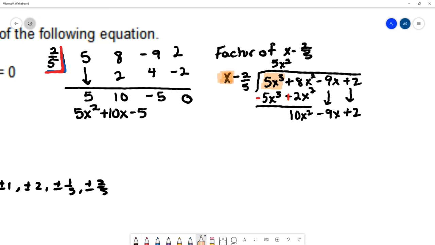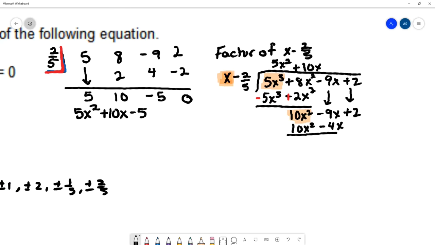So now we're trying to match that x with 10x squared. So we think, what can I multiply by x to get 10x squared? And that's going to be a 10x. And we multiply that 10x times the x, and that's 10x squared. And we multiply that 10x by the negative 2/5, and that's going to give me a negative 4x.